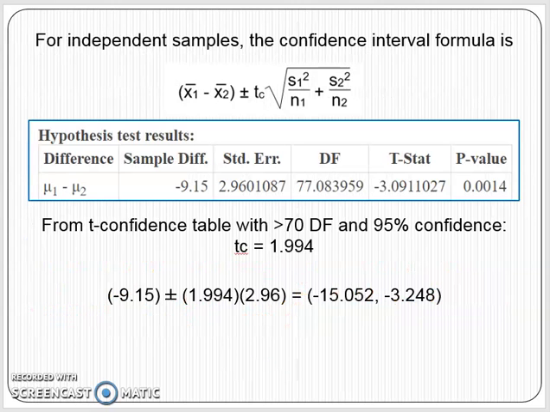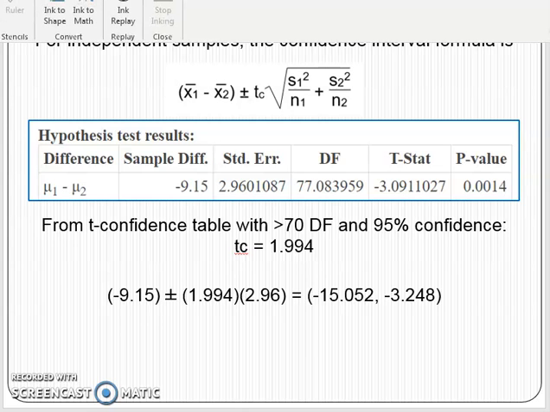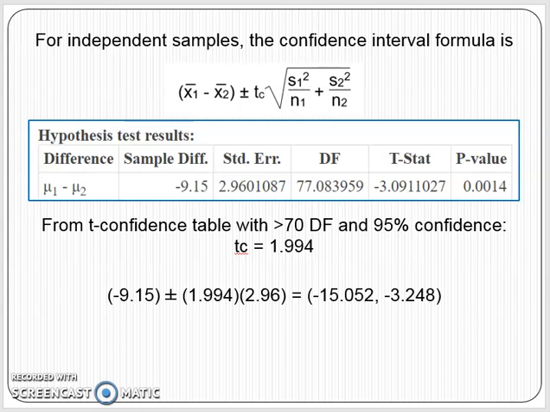A two-sample, independent samples confidence interval is given by the confidence interval formula. I'm not going to ask you to calculate all of this by hand, but I want you to know what the pieces are, so I think it helps you to think about what this is and why it works. Here's our confidence interval formula. x1 bar minus x2 bar is the difference in the sample means. From the hypothesis test results, that is your sample difference.